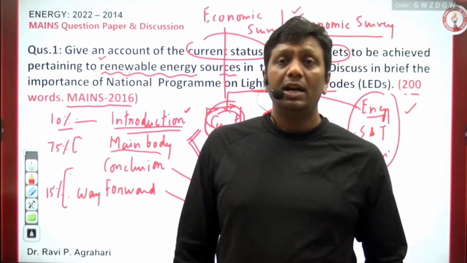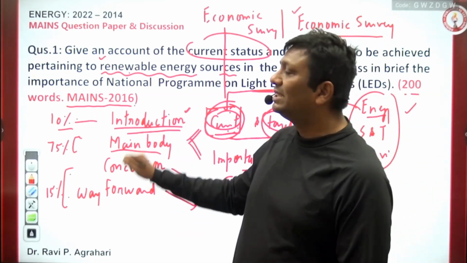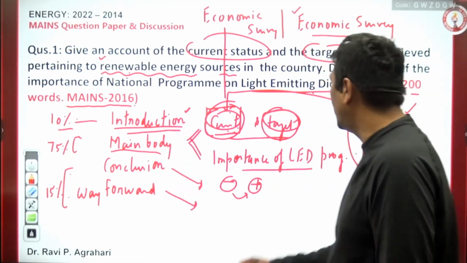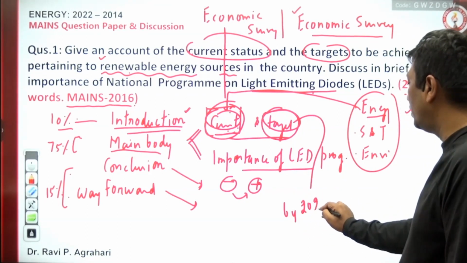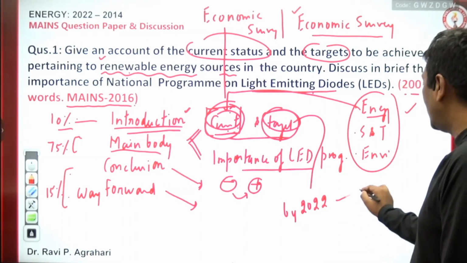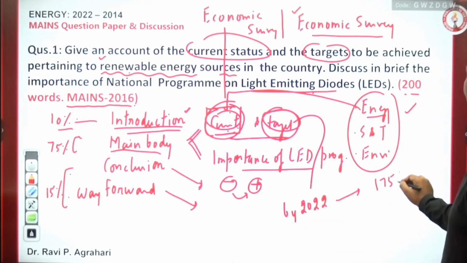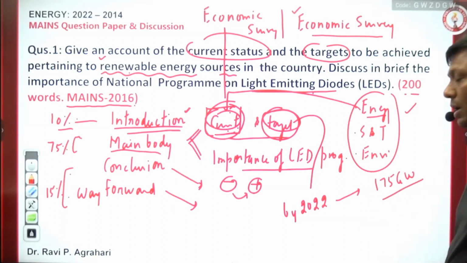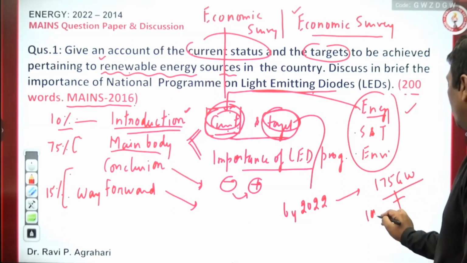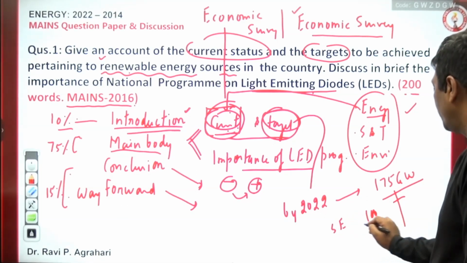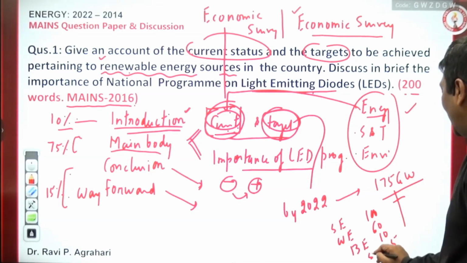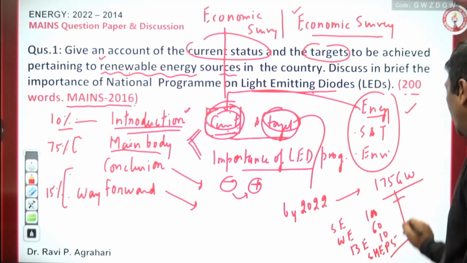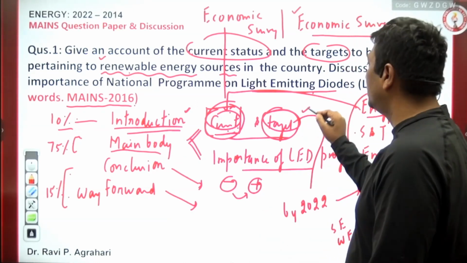What is the target here, guys? According to 2016, when that question came, the target by 2022 was 175 gigawatt of power generation by renewable energy. In this 175 gigawatt, I hope you remember: 100 gigawatt by solar energy, 60 gigawatt by wind energy, 10 gigawatt by biomass energy, and 5 gigawatt by SHEP, small hydroelectric power plants. That was the target by 2022.